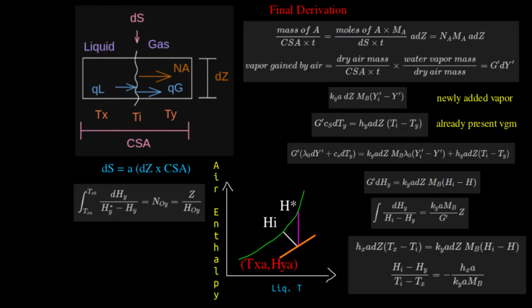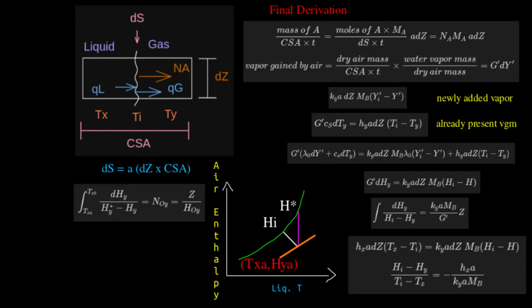So the mass of A crossing the cross-sectional area per unit time is Na Ma a dZ. This is the same as the vapor gained by air, that is G' into dy'. So simplifying the flux Na, which has a non-diffusing B component, Na is equal to the transfer coefficient times the mole fraction difference, and further the mole fraction may be approximated as y' into Mb. Hence we get G' dy' is equal to Kya dZ into Mb into (yi' minus y').